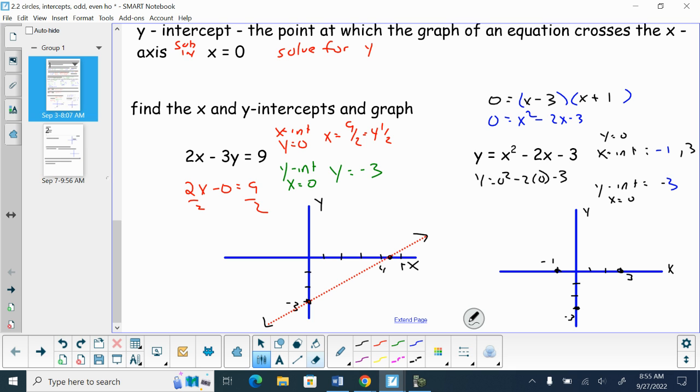And there's some other things that we could probably worry about with respect to parabolas. But I can get some sort of semblance of a graph down.